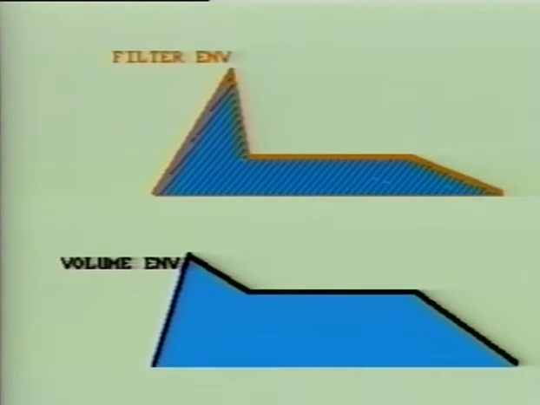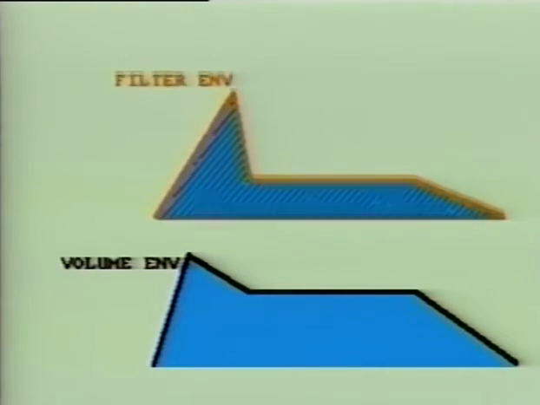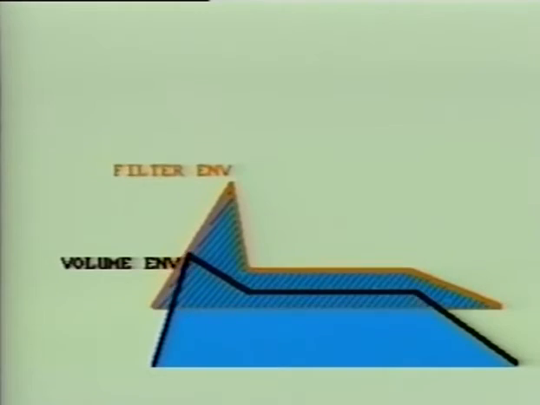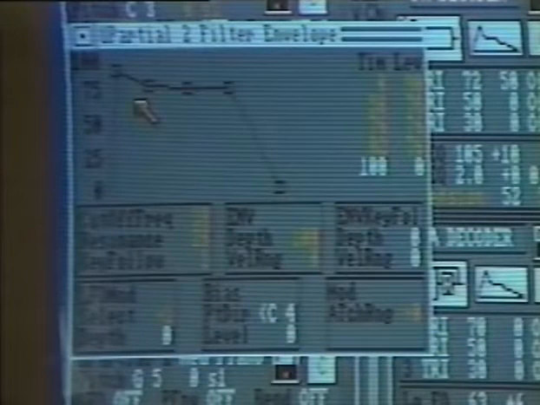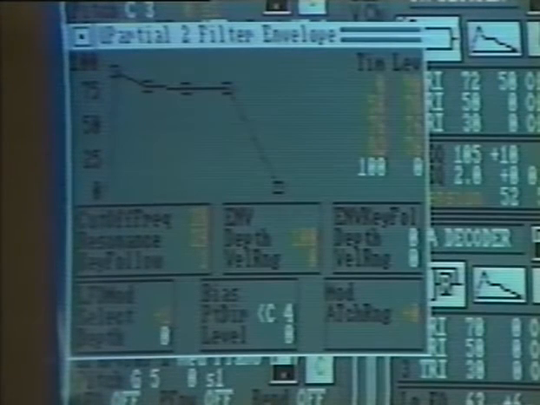Now this is a simple concept to understand. Basically, what we're doing is superimposing one envelope over another. The filter envelope is being superimposed over the volume envelope. Here's a graphic display of the filter envelope on the Roland D50. Listen how easy it is to alter the filter envelope simply by clicking and dragging on the graphic display.